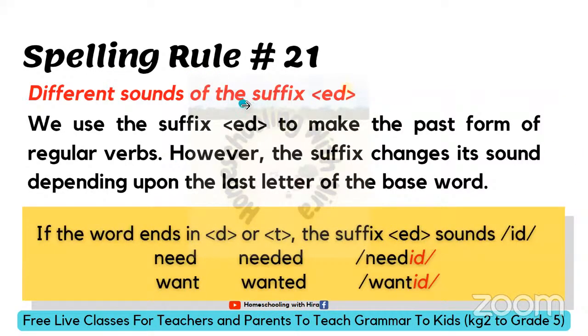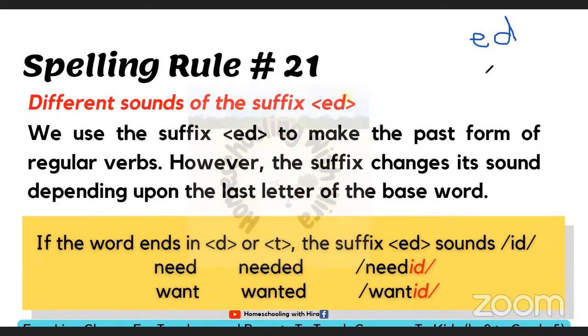Different sounds of ED. We need to teach this to kids. It's the pronunciation rule. ED has three sounds. ED can say ed, ED can say d, and ED can say the t sound, simply t. We use the suffix ed to make the past form of regular verbs. However, the suffix changes its sound depending upon the last letter of the base word. For example, if the word ends in D or T, the suffix ed sounds ed.